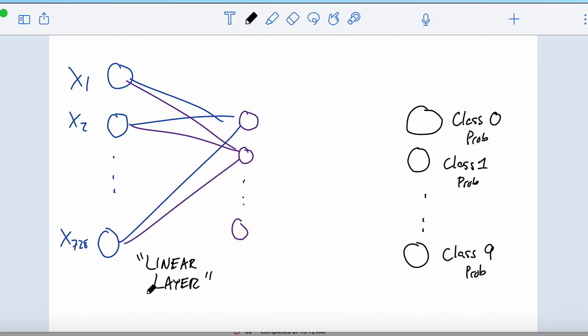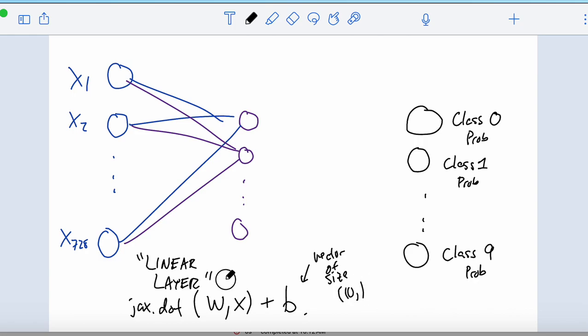Okay. And so the function is, again, jnp.dot of w comma x plus b. So same formula, but now b is a vector of size 10, and w is a matrix of size 10 by 728. So w is a big matrix, which is all the different weights you can have here. I guess I did not draw the last connection.